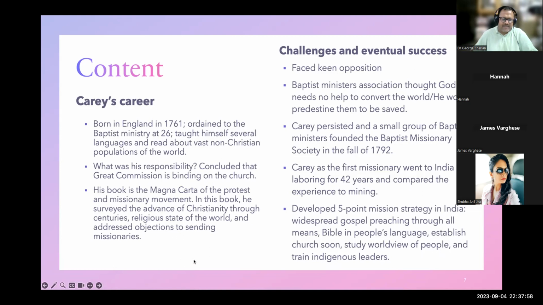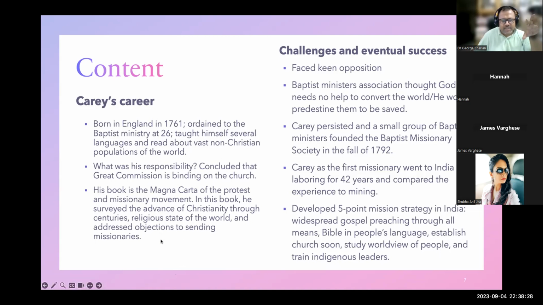He was a well-read guy, and if you know so many languages, that means you're exposed to other literature, and your horizon widens. So then he understood that there are a lot of people outside of Europe who are without Christ, and that the church has a responsibility, and it is binding on the church to go out and spread the gospel.